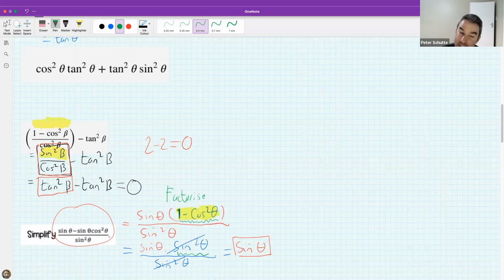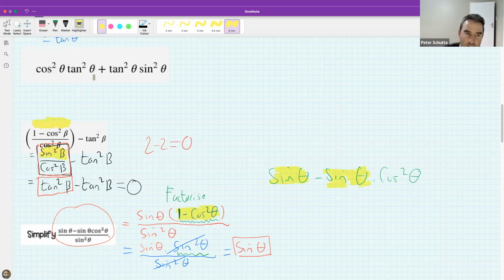Okay, the factor, yeah, that was tricky. So when you think of factorizing, if you think of this top line, sine of theta minus sine of theta times cos squared theta. So I'm just focusing on the top line. Are you okay with recognizing that the sine of theta is a highest common factor? Would that make sense to you?